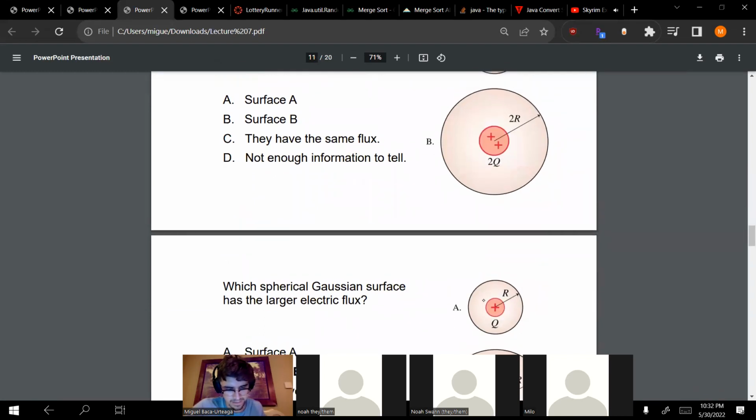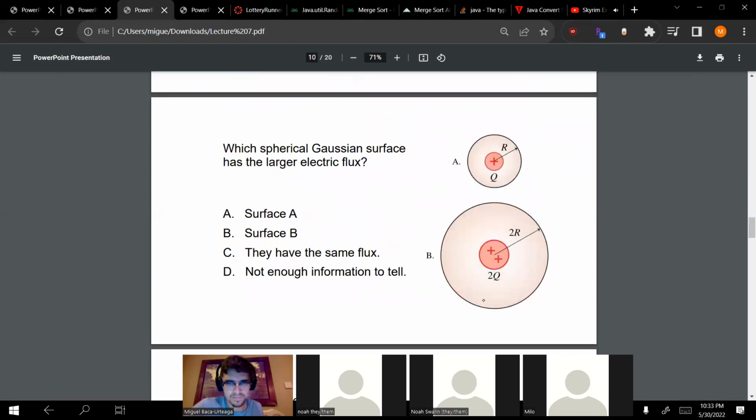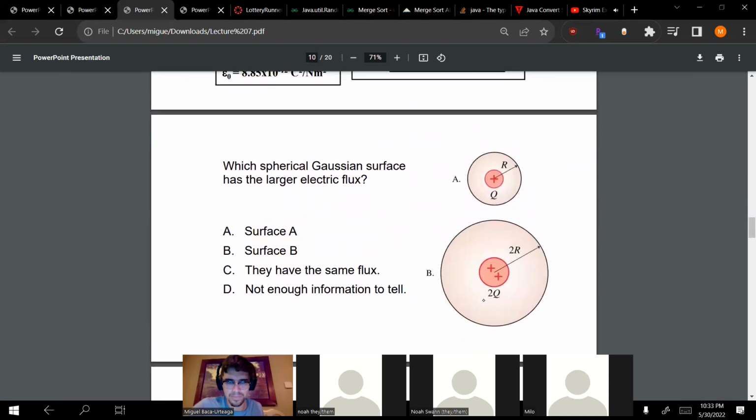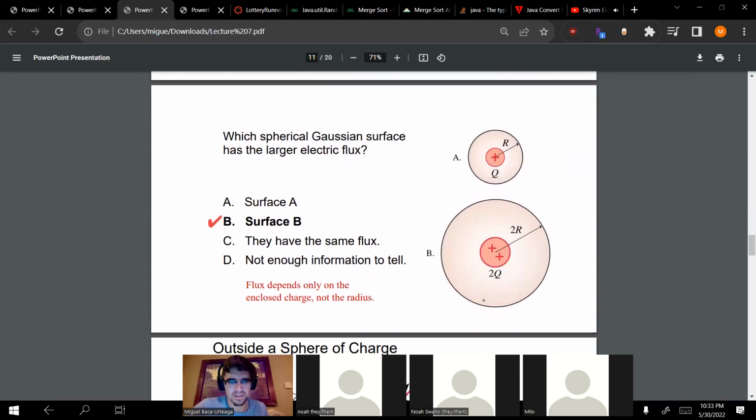We've got a question. What's spherical? Wait, wouldn't it be the same? Wait, what are you talking about? The question, the spherical Gaussian surface has the larger electric flux. I want to go with B on this one. Oh, wait, why? It only depends on the enclosed charge. Okay, let's see what we got.